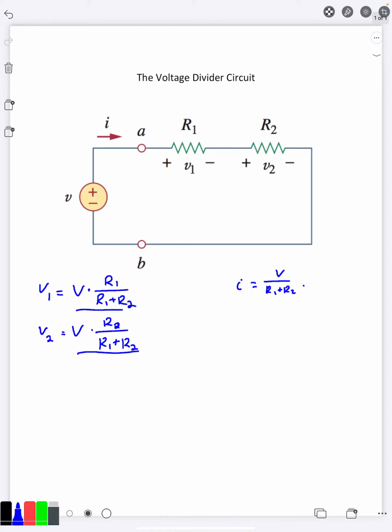Again, this seems like it's a pretty simple circuit and not very useful for us when we're dealing with much more complicated circuits later on. However, this will help you anytime you have two resistors in series. Once you find the total voltage across them, you can now break it down to the individual voltages with this simple formula.